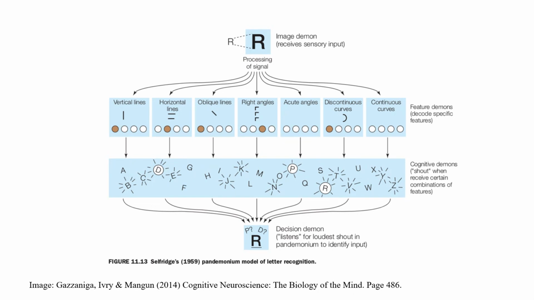Similarly, in the cognitive daemon stage, you can see all of those letters activated which have these features. So, D is activated because it has a discontinuous curve and a vertical line, P is activated, and R is also activated. Then there is a decision daemon at the end which is deciding between whether it is a P or a D or an R, something like that. Okay. So, this is one kind of proposal, a very simplistic early proposal in terms of how reading might be happening.